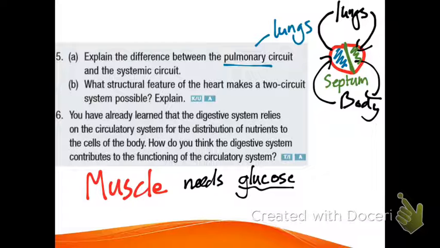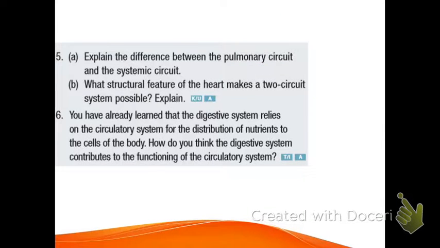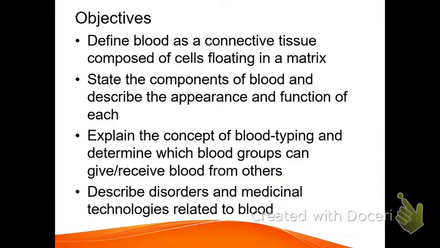As always, if you have any questions about those, please shoot me an email. Today's class we're going to be looking at blood. So this is the fluid inside our circulatory systems. Our objectives, we'll come back to this at the end, but we're going to look at exactly what blood is and what each of those parts do. We're going to take a look at blood typing, and then look at some disorders and technologies related to blood.